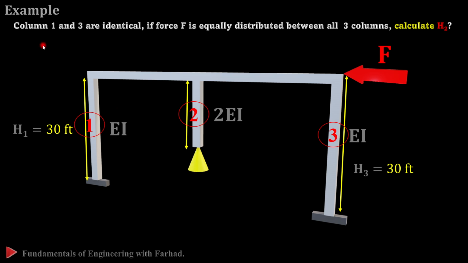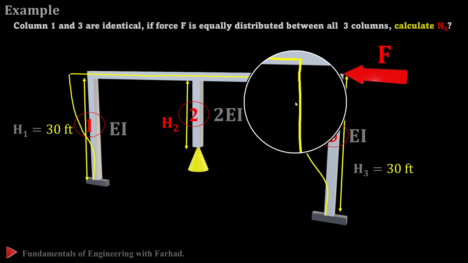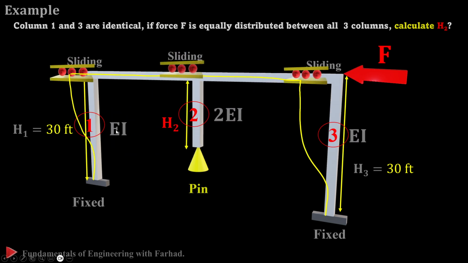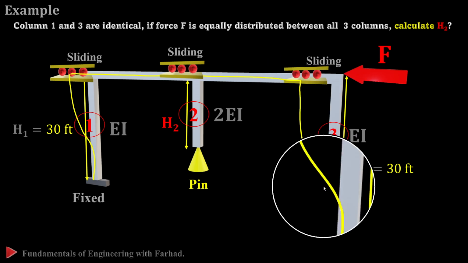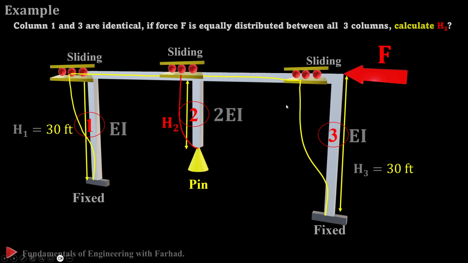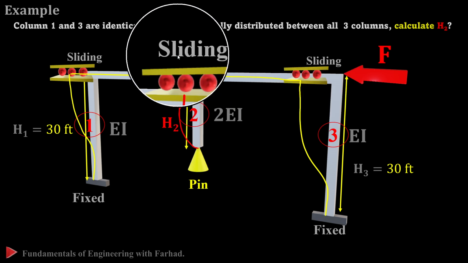We know that columns 1 and 3 are identical to each other, and that the force F is equally distributed between all three columns. We want to calculate the height of the second column in the middle. To approach our problem, as soon as the lateral force is applied, the frame deflects like what you can see here. All the top supports convert to a sliding support. So the side columns convert to a fixed and sliding condition, and the middle one is a pin and a sliding.